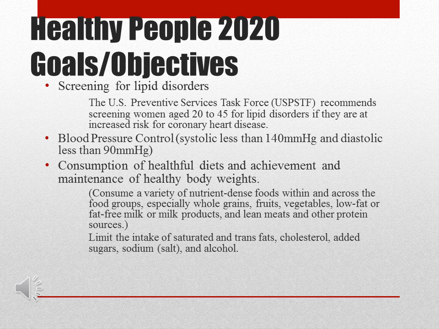We want to control blood pressure to a systolic less than 140, and a diastolic less than 90. Encourage consumption of healthful diets and achievement and maintenance of healthy body weights. Consume a variety of nutrient-dense foods within and across the food groups, especially whole grains, fruits, vegetables, low-fat or fat-free milk or milk products, and lean meats and other protein sources. Limit the intake of saturated and trans fats, cholesterol, added sugars, and sodium. We also want to limit the consumption of alcohol.